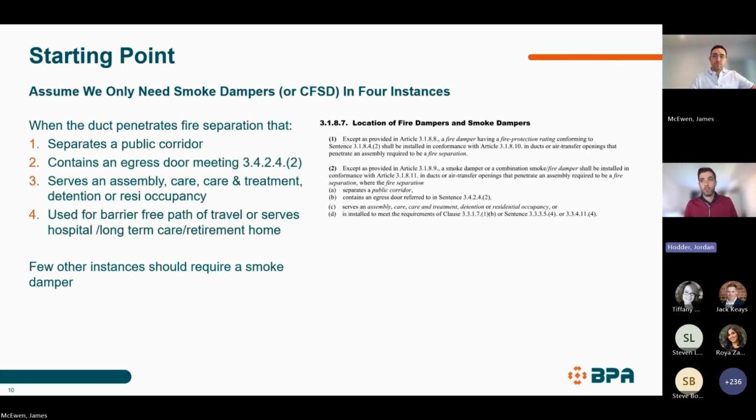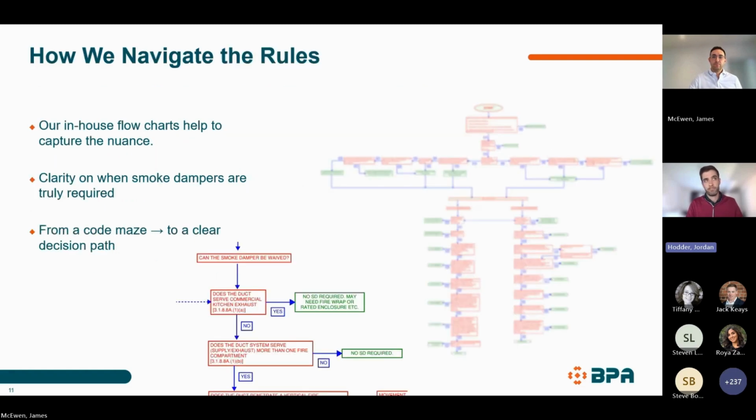So just want to pull back the curtain a little bit on how we assess our drawings from a mechanical perspective. So we assume that we only need smoke dampers or combined fire smoke dampers really in kind of 4 instances. That's the starting point. So what Jack and James alluded to, these conditions, it's all based on the OBC 3.1.8.7. So once again, when a duct penetrates a fire separation, we're looking for public corridors, egress doors, serves an assembly, care and treatment, detention or resi occupancy. And then lastly, for barrier-free path of travel. There might be a couple other nuances in cases where we would require a smoke damper, but generally speaking, that's our starting point.